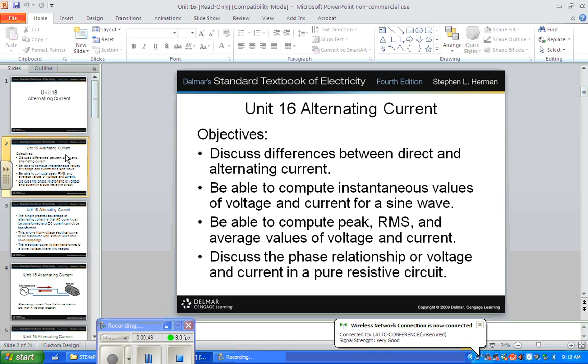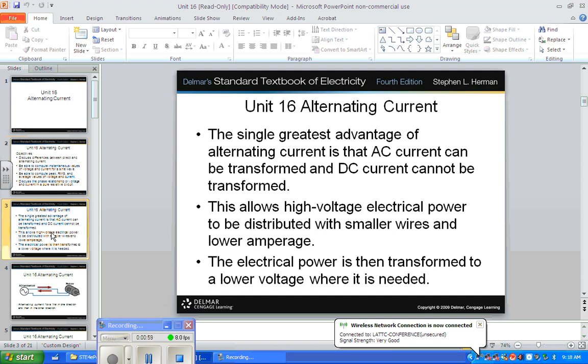But keep in mind, there is no such thing as a purely resistive circuit. There's a little inductance or a little capacitance in everything. So there's no pure resistive circuit. The single greatest advantage of AC is that AC can be transformed and DC cannot.